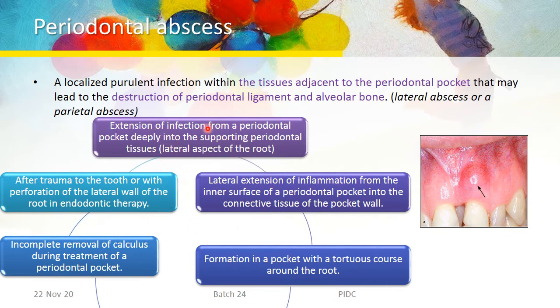There could be an extension of infection from the periodontal pocket deeply into the supporting periodontal tissues through the lateral aspect of the root. There could be a lateral extension of the inflammation from the inner surface of the periodontal pocket into the connective tissue of the pocket wall. There could be formation of a pocket with a tortuous course around the root. Incomplete removal of calculus during the treatment of a periodontal pocket could result in a periodontal abscess called a post-scaling abscess. It could also occur after trauma to the tooth or with perforation of the lateral wall of the root in endodontic therapy.